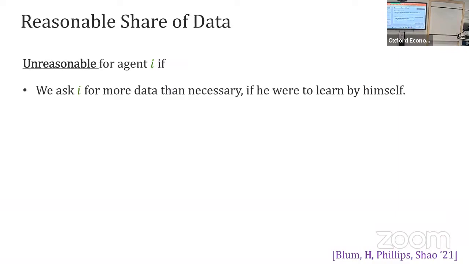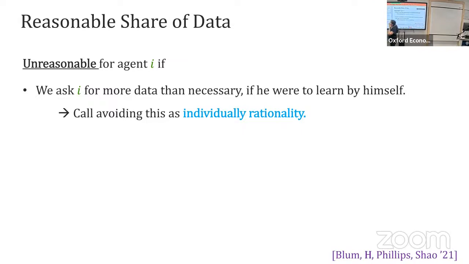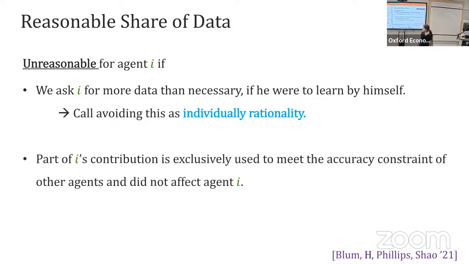What are two different ways of thinking about a reasonable or unreasonable share of data? I would call something unreasonable if I ask one agent to provide an amount of data, or data set size, that is more than what they would have needed to solve their problem independently without coming into a collaborative environment. This is what you typically call individual rationality for mechanisms. The collaboration should never be more costly than individual solutions.